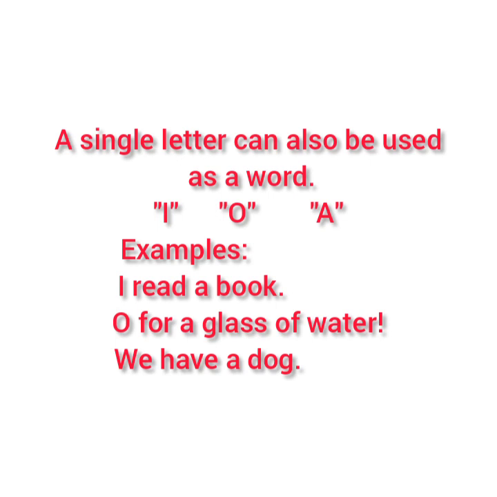The first one is, I read a book. Here I is a word and it stands for a person. The second one, O for a glass of water. Here O is also used as a word and it's expressed about wish. The third one, we have a dog. Here A is used as a word and it stands for one, only one number.